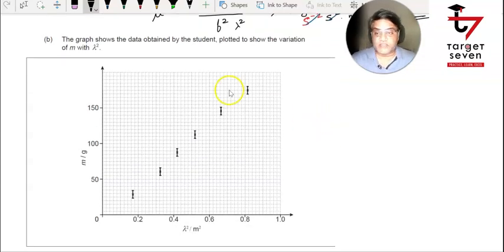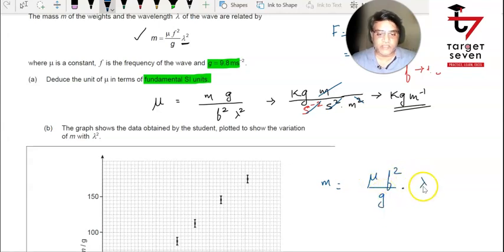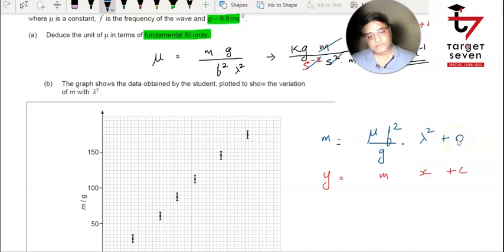Alright, now let us rewrite the equation that has been provided to us. The equation that has been provided to us here is m is equal to mu times f square upon g into lambda square. Alright, if you observe this carefully, this is in the format of y is equal to mx plus c. The only thing that he has not mentioned obviously here is plus 0.